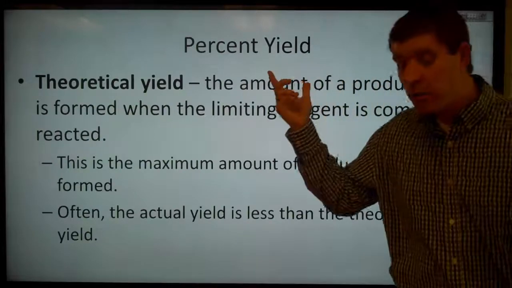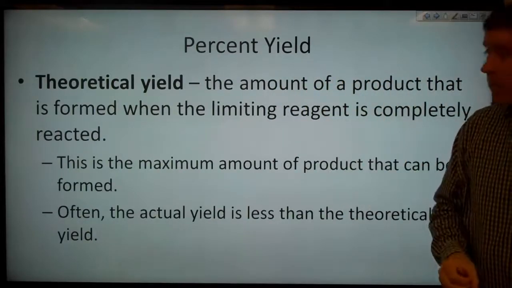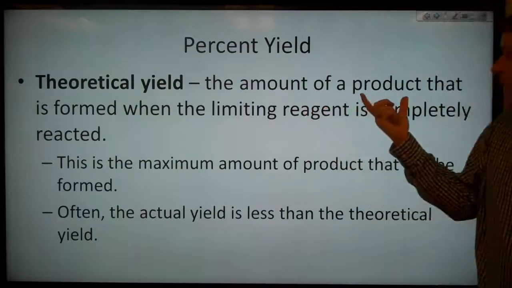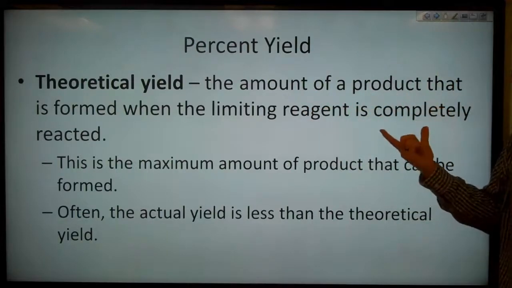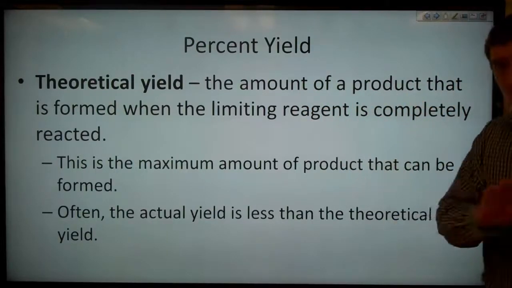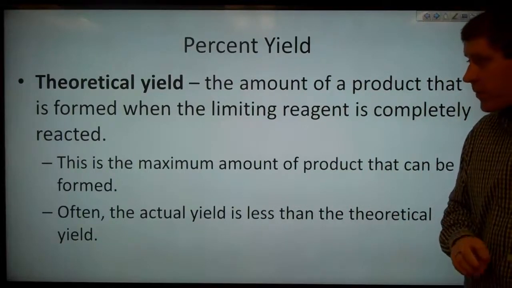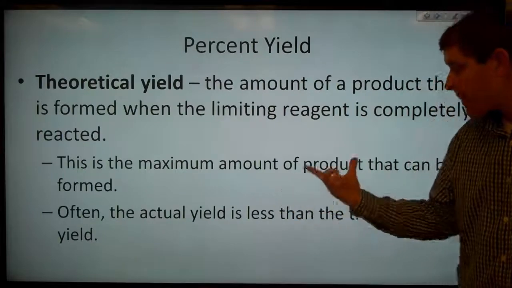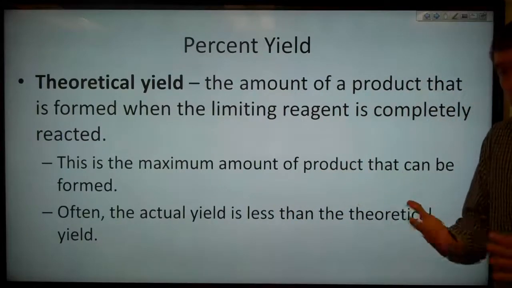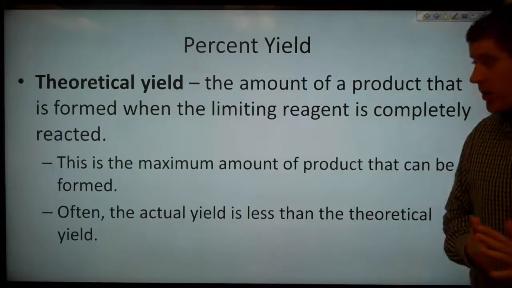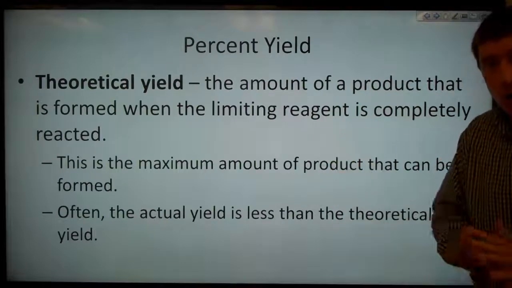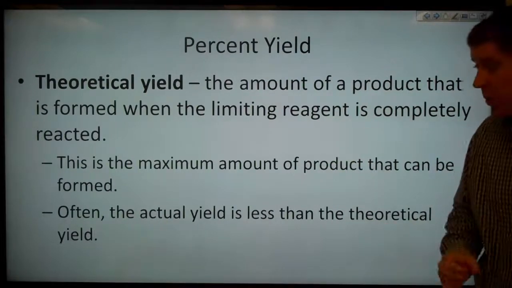So now let's talk about percent yield and theoretical yield. So theoretical yield is the amount of a product that is formed when the limiting reagent is completely reacted. So all of it reacts away and we don't have any remaining at the end of the reaction. So this is the maximum amount of product that can be formed. We can't produce any more than that because we've used up all of one of our reactants. So we can't produce any more of our product.